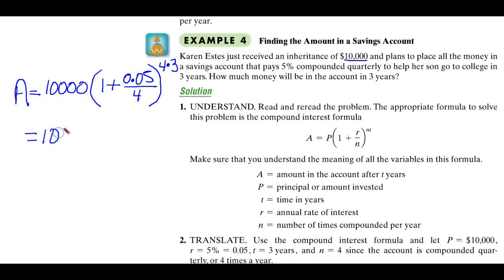So the first thing we do is we do our division here. Now 4 into 0.05 gives me 0.0125, and I just add the 1 to it. Now 4 times 3 is 12. So this is where we need a calculator. So we're going to put this in our calculator, and then we're going to use the caret symbol on our calculator and put 12, and then it raises this to the 12th power. Once we have that in our calculator, we're going to multiply it by 10,000.